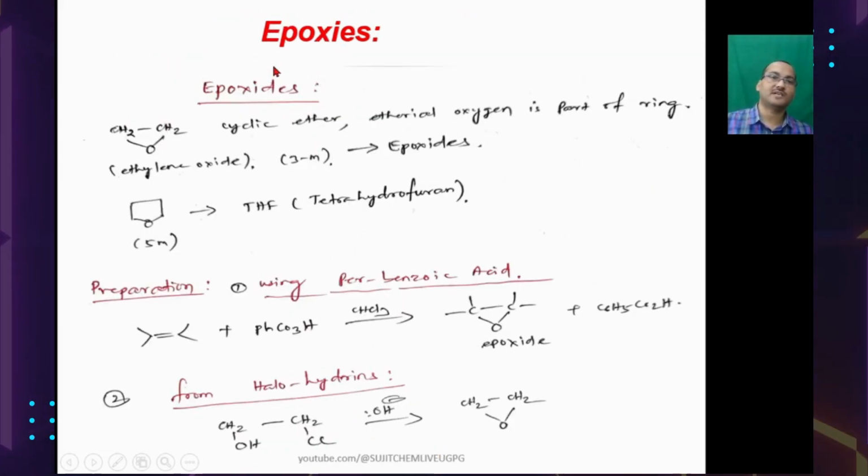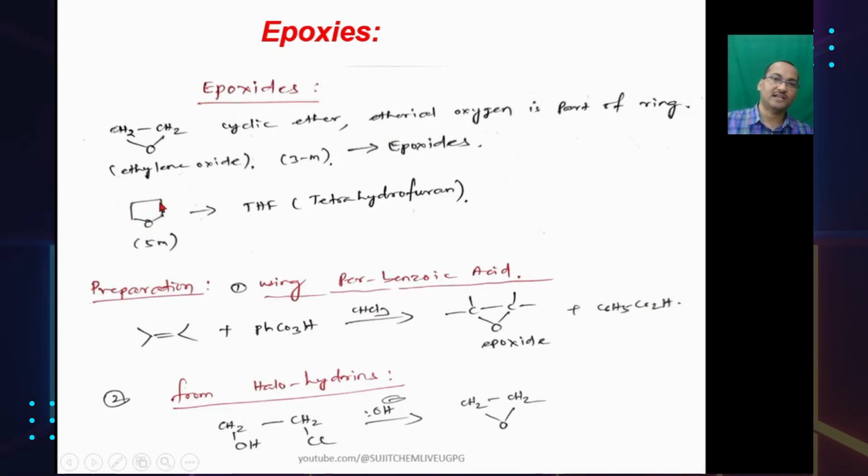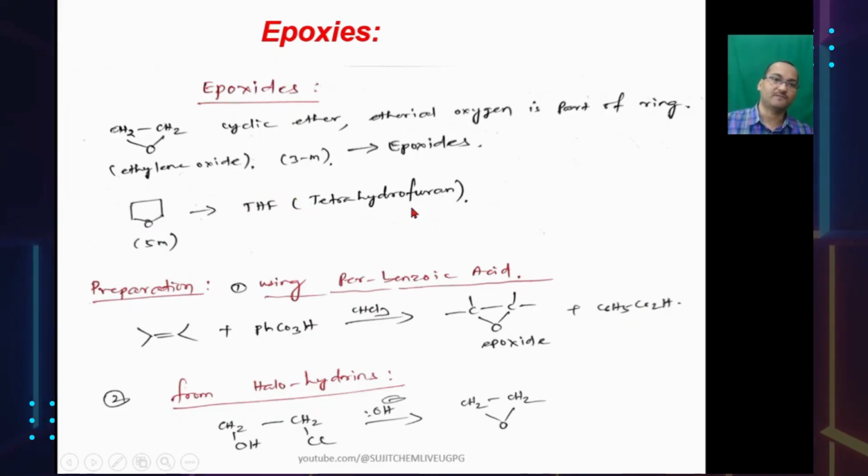The next is epoxides. So this is a three-membered compound with one oxygen atom. So it is a cyclic ether; the ethereal oxygen is part of the ring. So that is a three-membered ring. This is called ethylene oxide, or we can call it simply epoxide. Similarly, a five-membered ring with an oxygen as part of the ring is called THF, tetrahydrofuran.